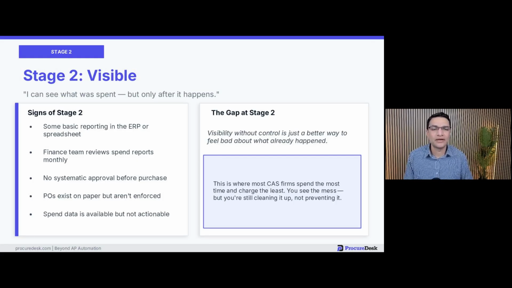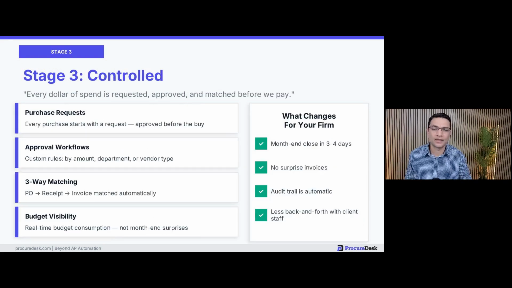So the gap here is where you're spending the time, most of the time, trying to help them understand some of these things when they're asking these questions. But again, you're spending a lot of time figuring this information out on your own.